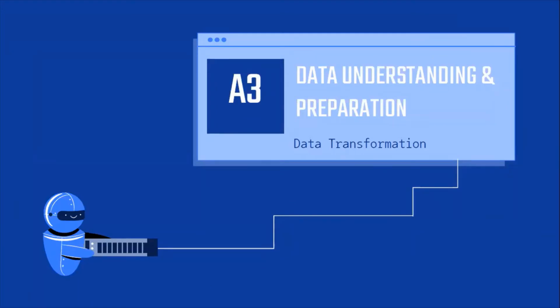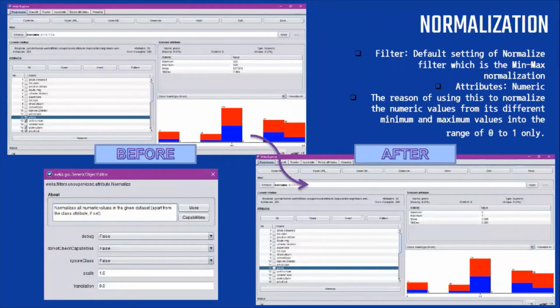Now, we will move to the second part of data understanding and preparation, which is data transformation. Firstly, the normalization task. The filter that we use is the normalized filter that can be found under pre-process, unsupervised attributes.